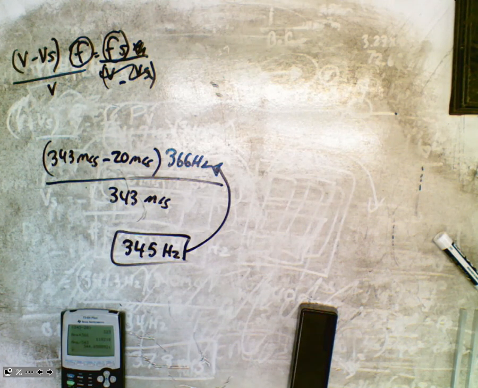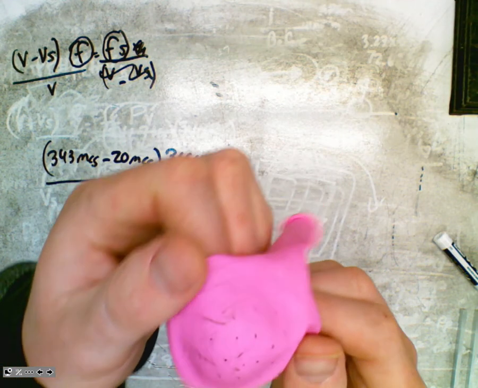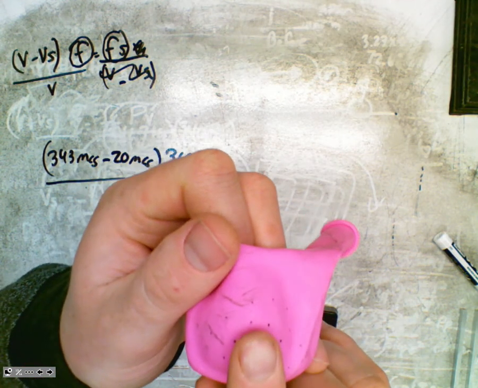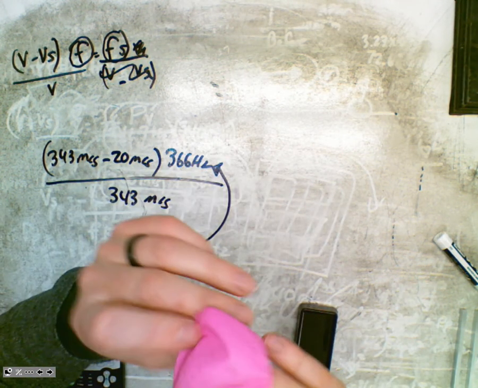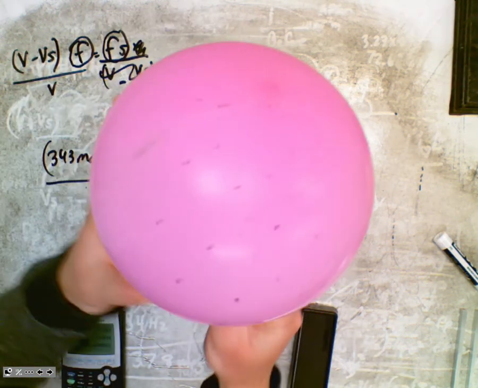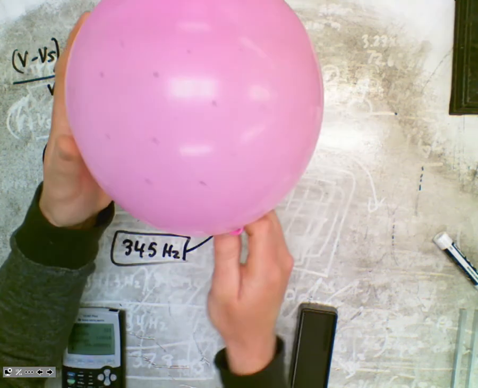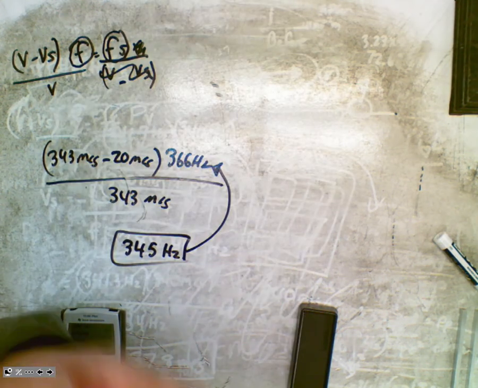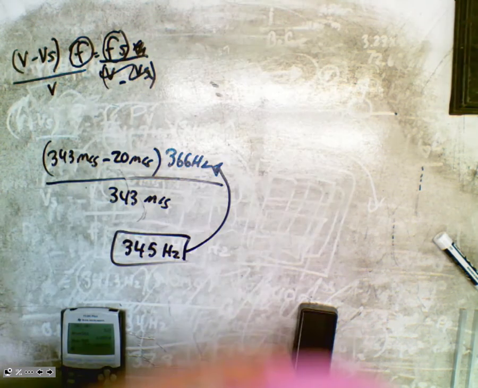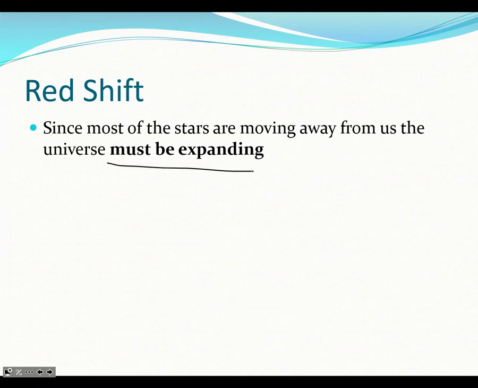So here's a balloon. And you can see I've drawn little dots in the balloon. So they're pretty close together. So the only way that I can get these dots to all move away from each other is if I blow them up. So now all the dots are a little bit further away. Now all the dots are even further away. So as this balloon expands, every single dot gets further away. And that was a great explanation for what's happening. So the universe must be expanding.